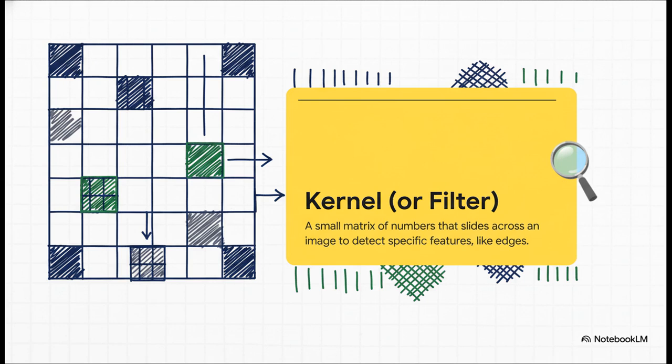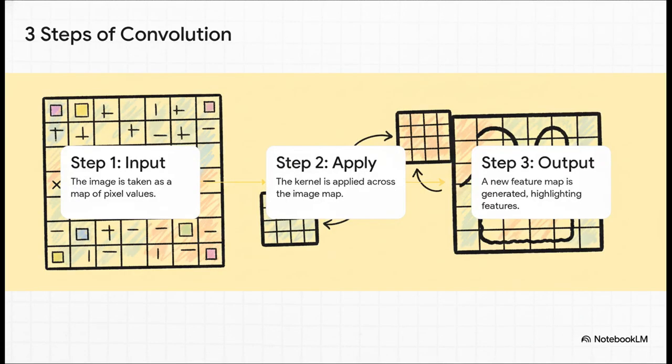A kernel is just a small matrix, a little grid of numbers, and it's specially designed to find one specific pattern, like a vertical line or a horizontal one, or pretty much any kind of edge. The process itself is actually surprisingly simple when you break it down. First, you take your input image, that big grid of pixels. Then you take your small kernel and you slide it over every single part of the image. The math you do at each spot creates a totally new grid, and we call that a feature map. You can think of it like a new image where the only things that show up brightly are the exact features the kernel was built to find.